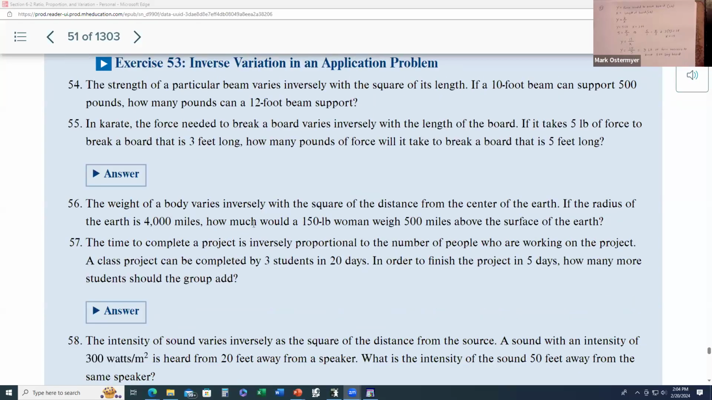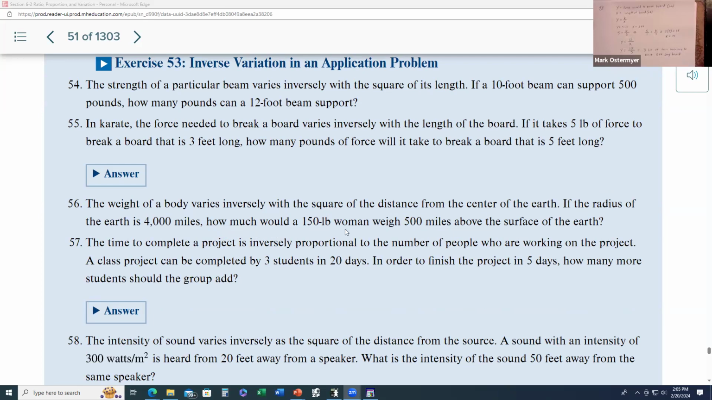Number 56, the weight of a body varies inversely with the square of the distance from the center of the Earth. If the radius of the Earth is 4,000 miles, how much would a 150-pound woman weigh 500 miles above the surface of the Earth?